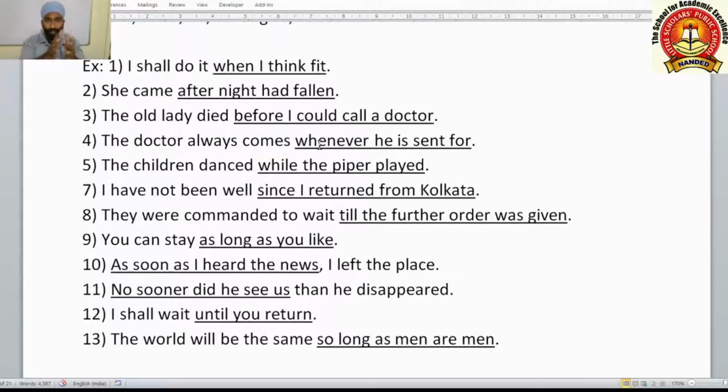So you can see the adverb clause of time tells the time of the action which is explained by the main verb present in the main clause. Now, the children danced while the piper played. When did the children dance? While the piper played, that time they danced. I have not been well since I returned from Kolkata. This is telling a time point: since I returned from Kolkata.